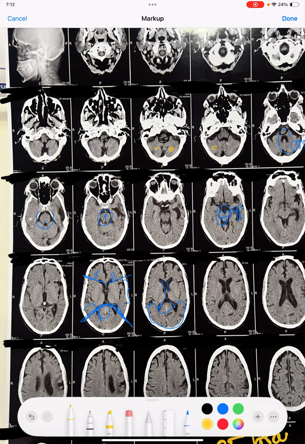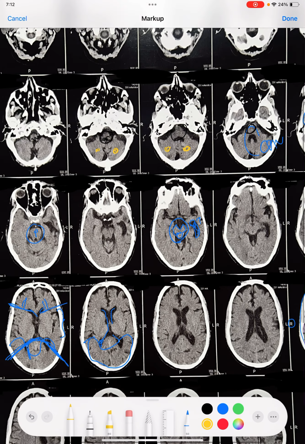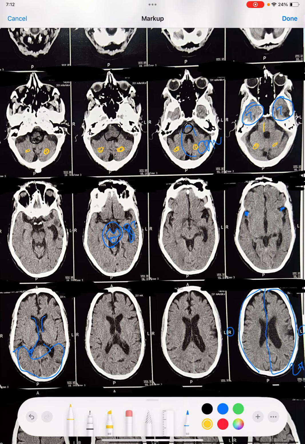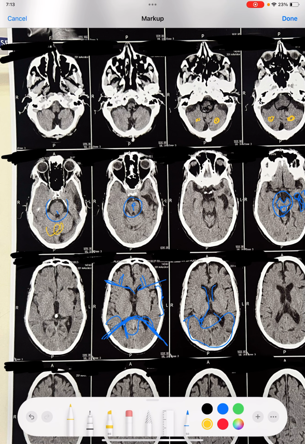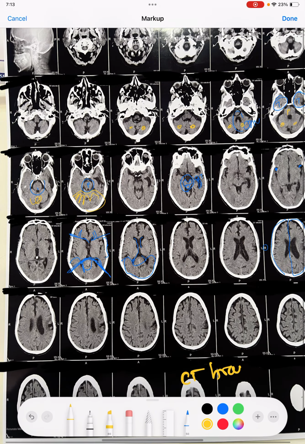Behind all this, in the posterior circulation, is the cerebellum. Behind the medulla and behind the pons is all cerebellum, and here the occipital lobe starts. This is all occipital lobe.